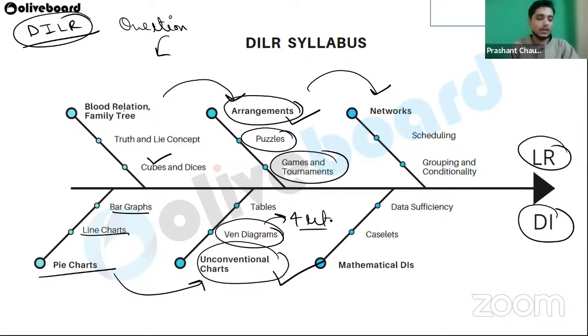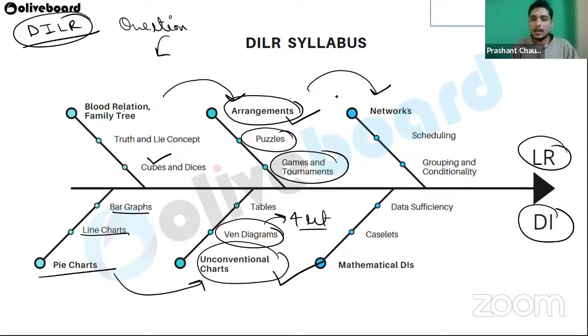How to prepare? Cubes and dice, the easiest part. Yeah, easiest as compared to networks or arrangements. Now, everything that is written here is not easy. CAT is not easy. That is a simple thing. But again, with the right proper guidance, cubes and dice is the very easiest topic out of these 9 topics.